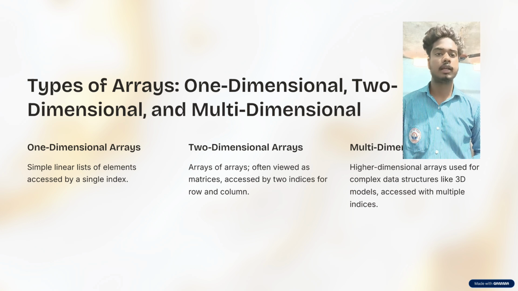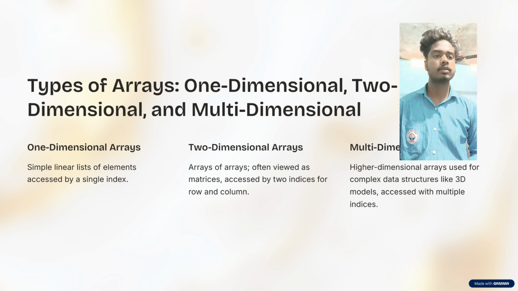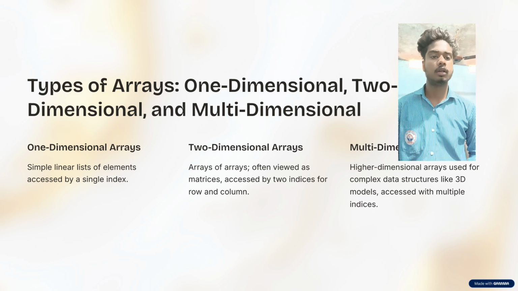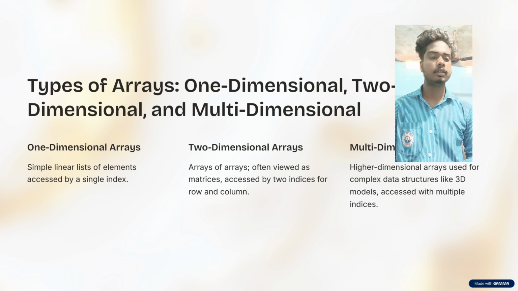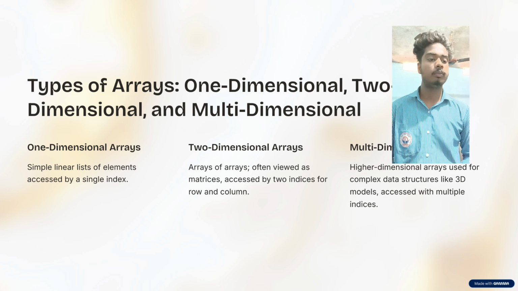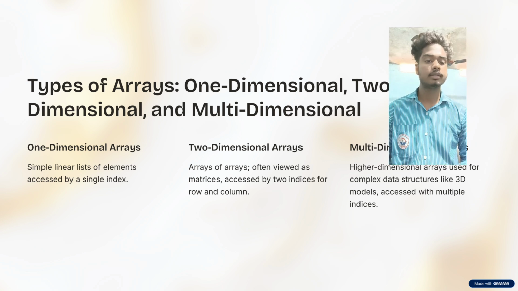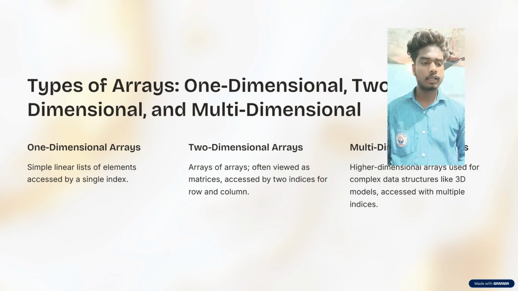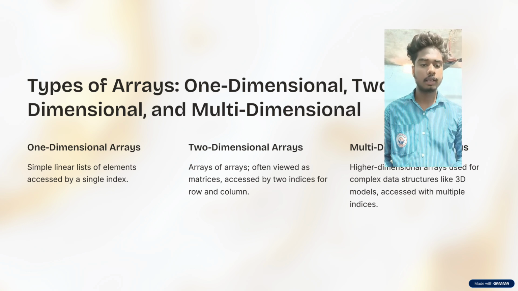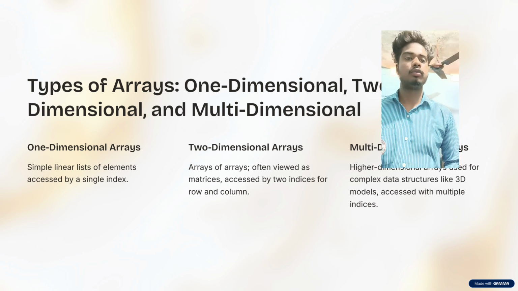Now we discuss in this slide the types of arrays. There are three types of arrays: one-dimensional, two-dimensional, and multi-dimensional. One-dimensional array: a simple linear list of elements accessed by a single index. Two-dimensional array: an array of arrays viewed as a matrix, accessed by two indices for row and column. Multi-dimensional array: higher dimensional arrays used for complex data structures like 3D models, accessed with multiple indices. Let's move to the next slide.